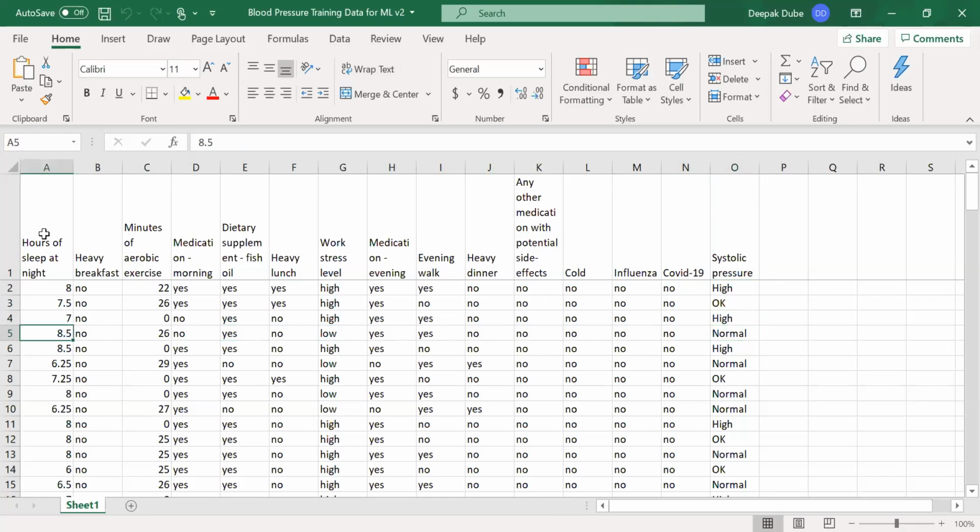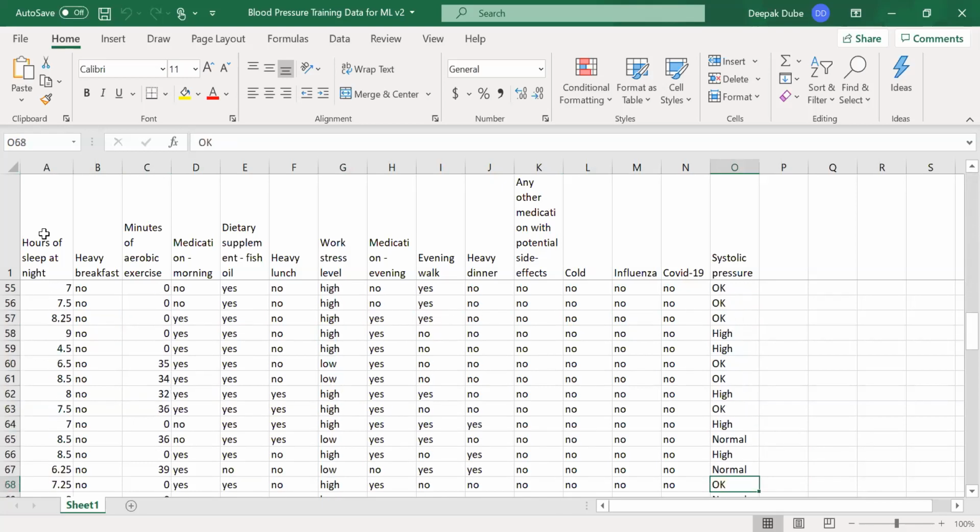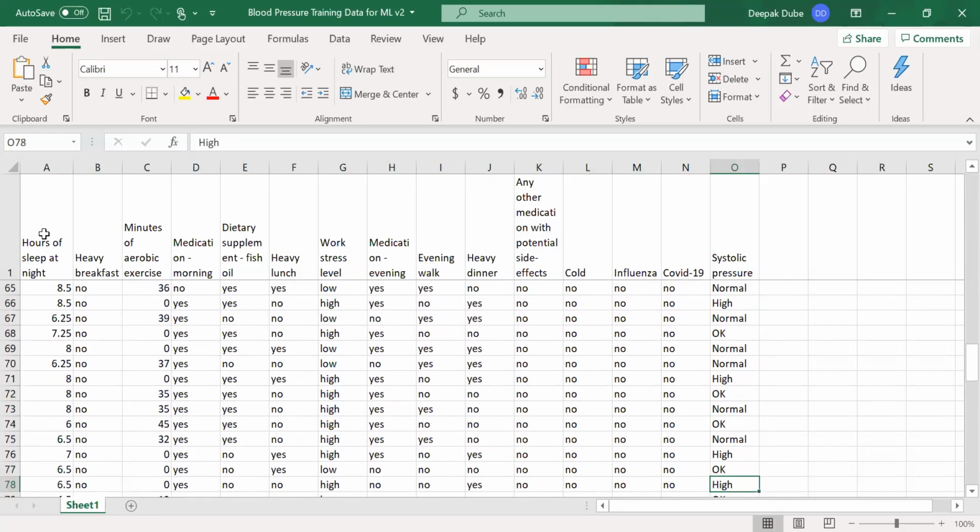So a very simple way: you have all these input parameters that you've documented, one per day, and also what your systolic blood pressure was that day. And you have about 100 such rows, as you can see, collected over 100 days, and you've created your training data. That's simple. Okay, so let's move on to the actual machine learning exercise itself so that we can quickly get to these insights about how your heart behaves.